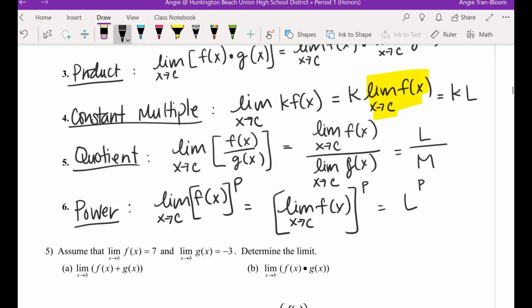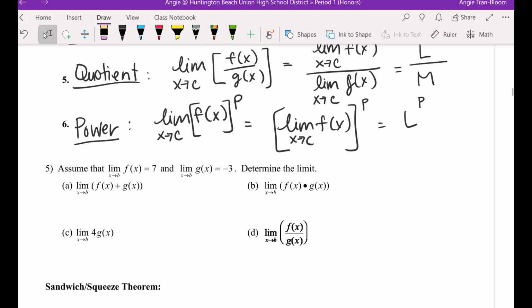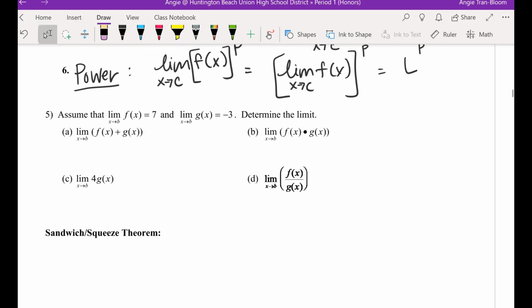So now we're going to use them in example 5. Okay. Assume that the limit as x approaches b of f of x, which now I gave you, equals 7. Then the limit as x approaches b, those two b's are the same, of g of x equals -3. Determine each of a, b, c, and d.